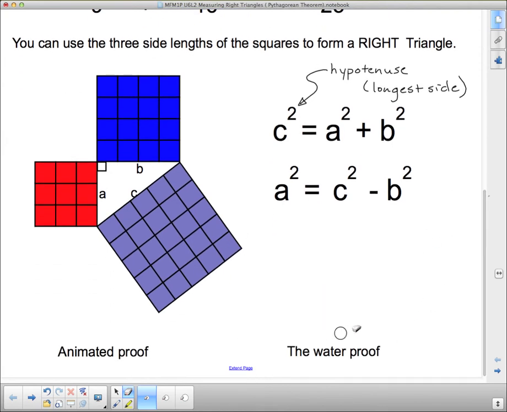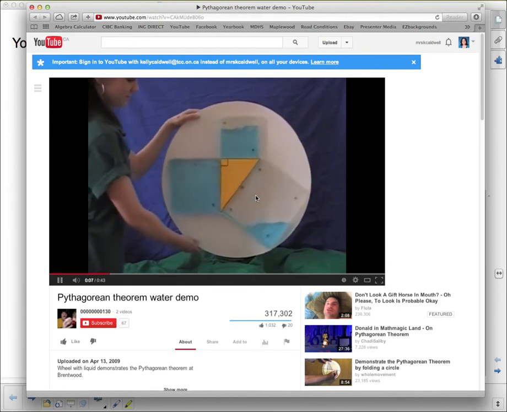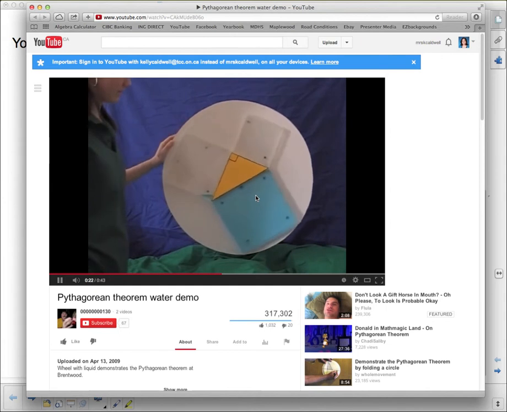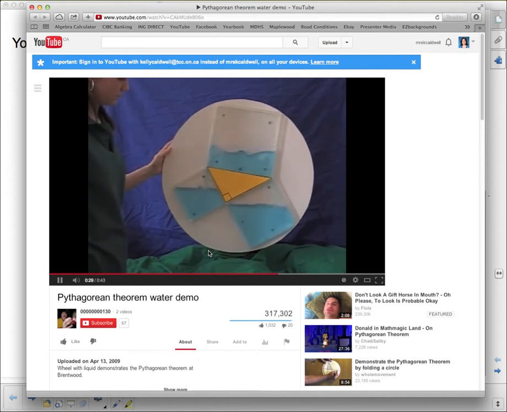Now I'm going to show you this in a couple of different ways through demonstration of fairly brief YouTube clips. So here's the first YouTube clip where someone has created this wheel, and they've got these little containers full of water here, and they're going to show you that the water in each of these two containers exactly equals the water in the big container simply by spinning. And they're exactly equal, so that shows us that those two squares together are equal to the big square.